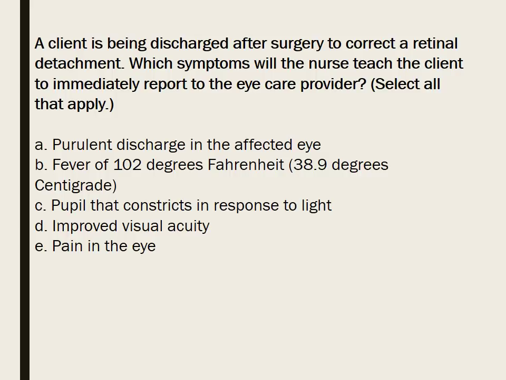All right, purulent drainage in the affected eye, yes, so A is correct. It can be a sign of infection. B, a fever of 102 Fahrenheit, also can be a sign of infection, so B is also correct. C, a pupil that constricts in response to light. So this is one that we do expect, right? So not something that the patient would need to report. And D, improved visual acuity. All right, also something that we can expect. Those are favorable findings, right? And then finally E, pain in the eye. This is something that they would want to report as well. So the answer is A, B, and E.